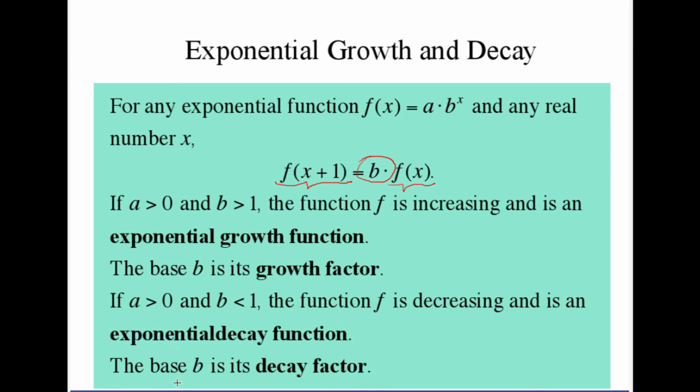So if a is greater than 0 and b is greater than 1, the function f is increasing and is an exponential growth function. The base b is its growth factor. If a is greater than 0 and b is less than 1, the function f is decreasing and is an exponential decay function. The base b is its decay factor.